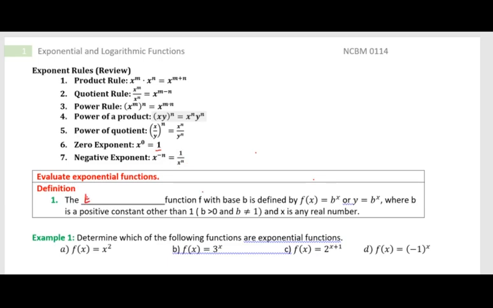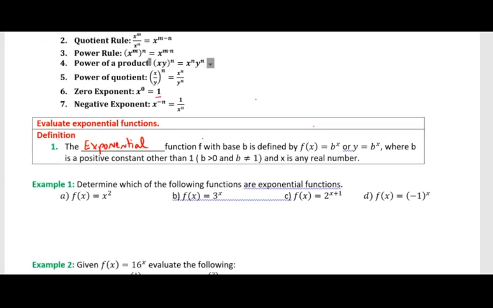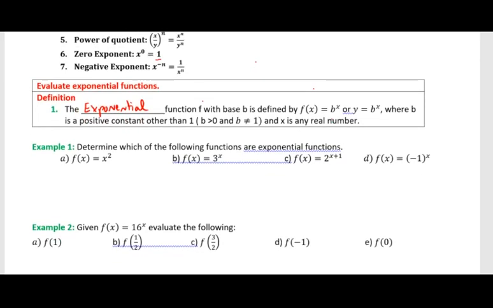So the exponential function f with base b is defined by f of x equals b to the x, or y equals b to the x, where b is a positive constant other than 1, and b is greater than 0 and not equal to 1. x is any real number. So the main difference here is that our base is a number and the exponent is a variable.